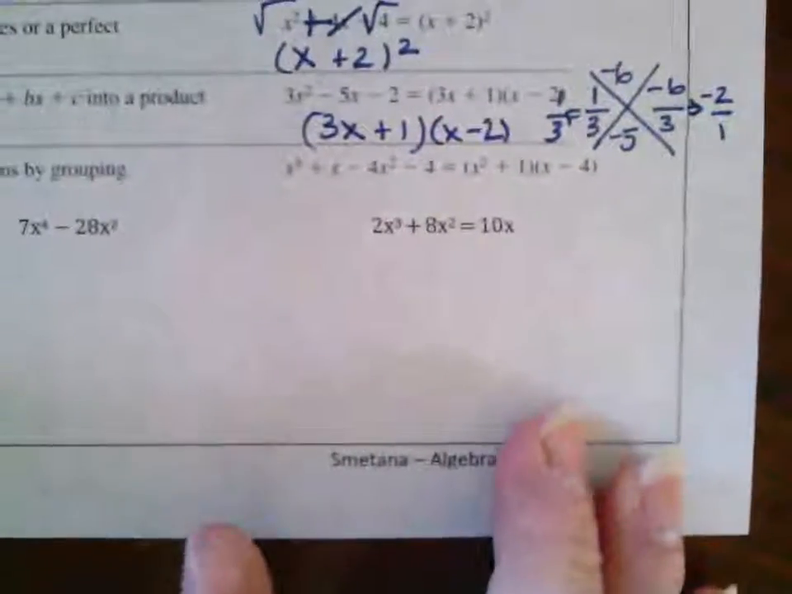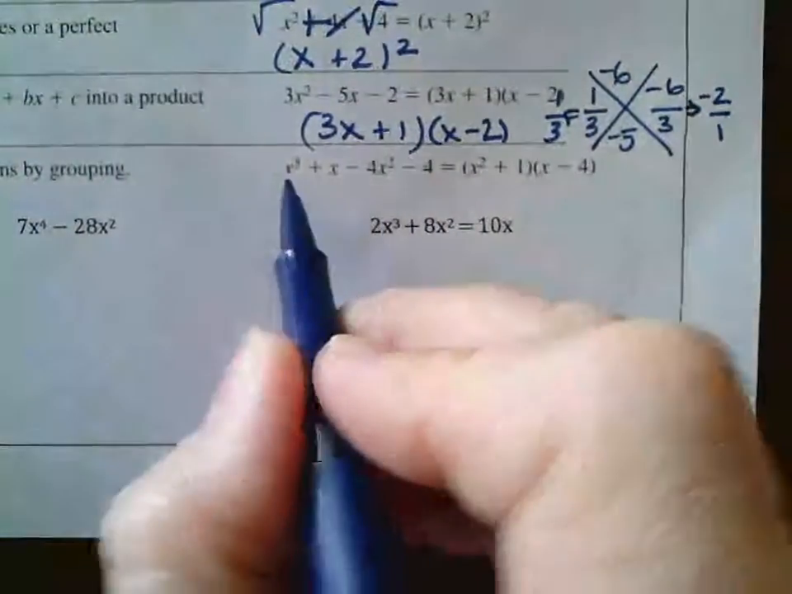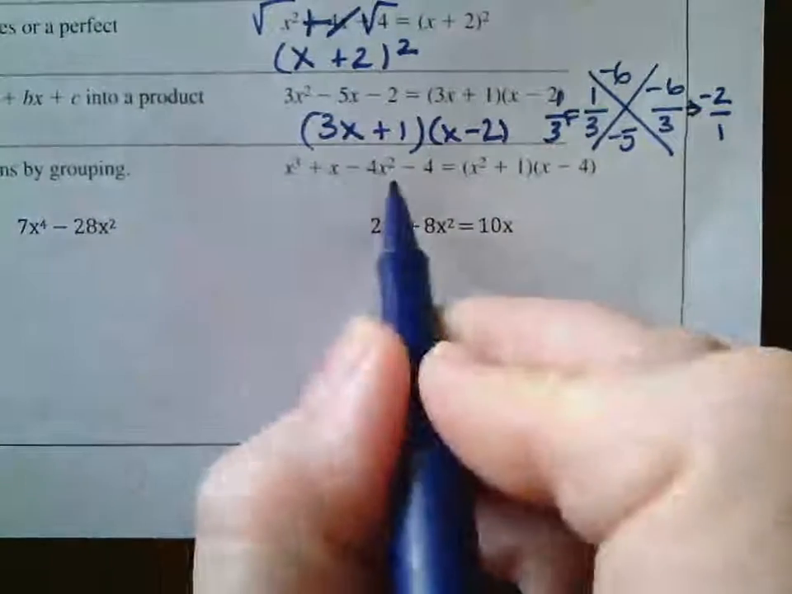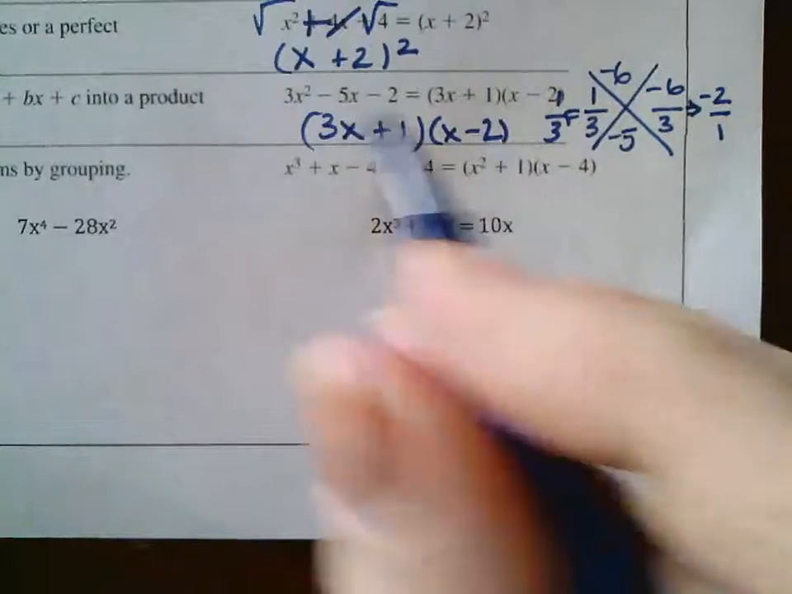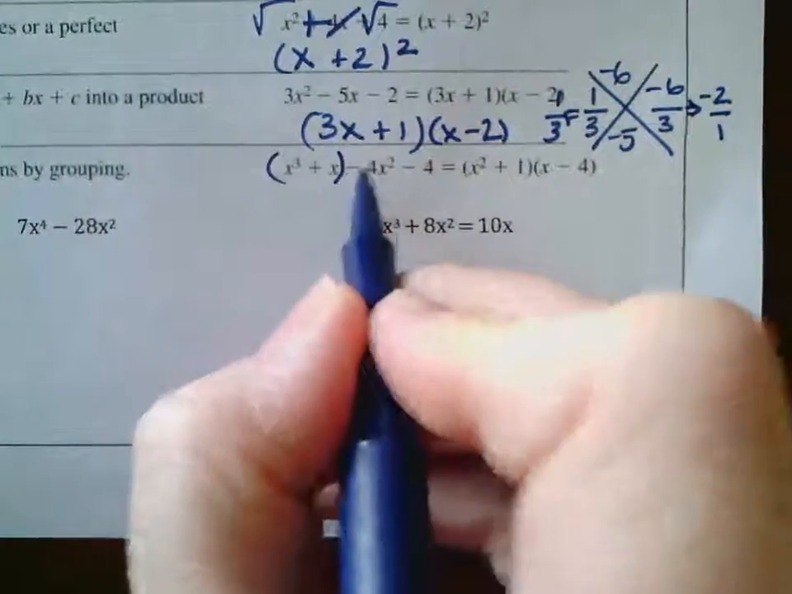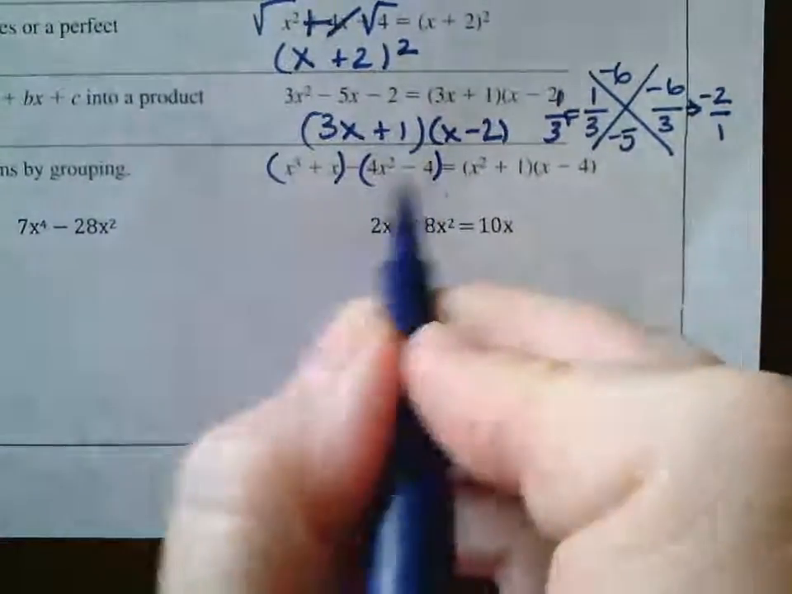So, last one of these. Notice you can pull an x out of all of this, but that's not what we want to do here. We're going to factor by grouping. Well, we couldn't have pulled an x out of the whole thing.